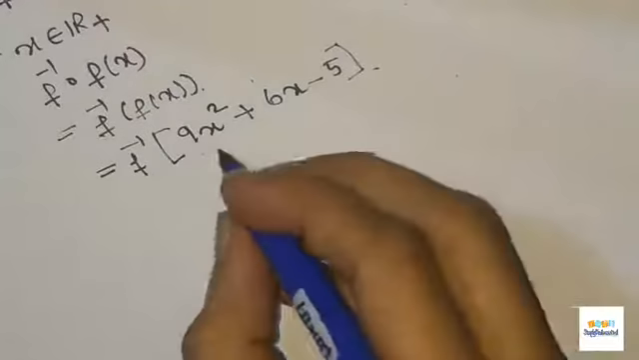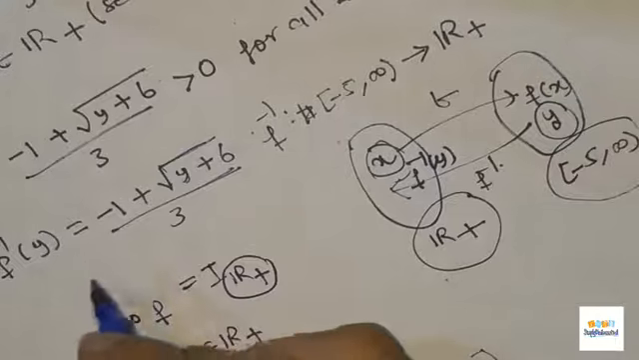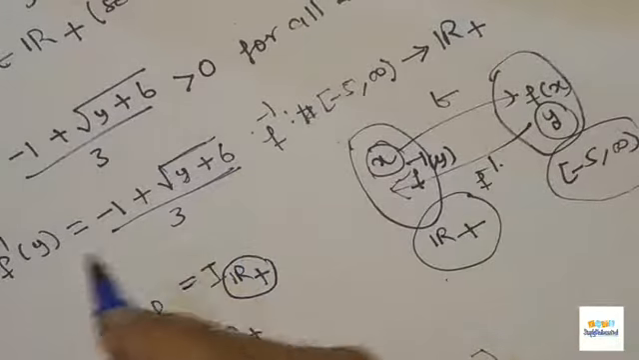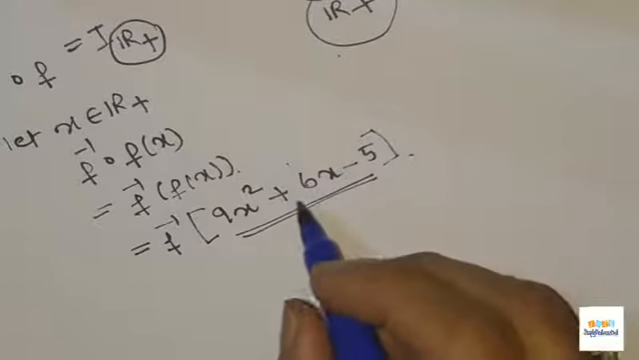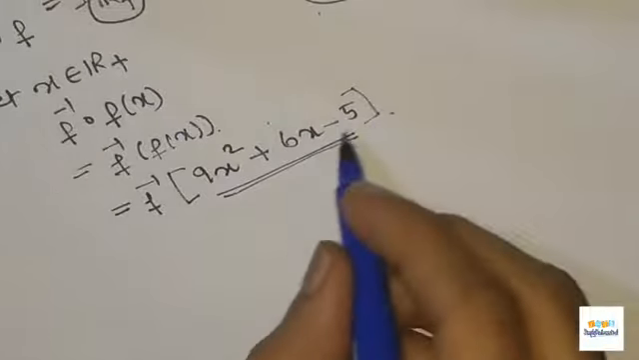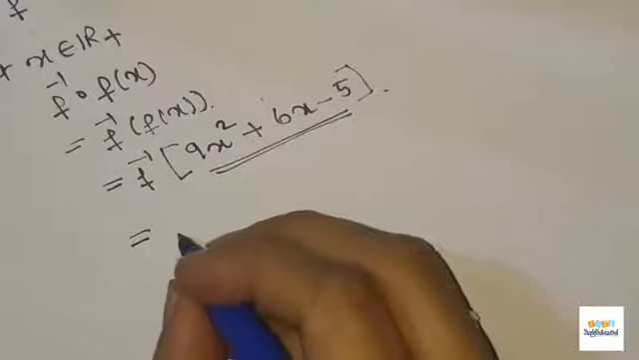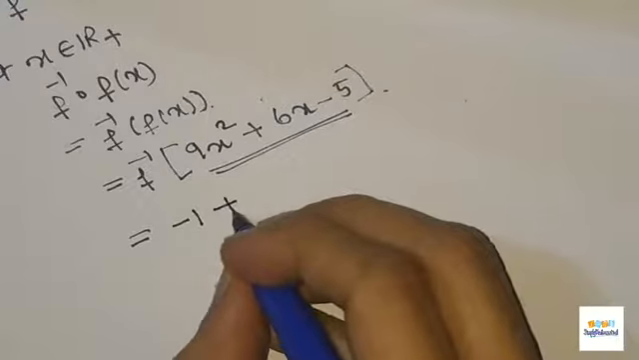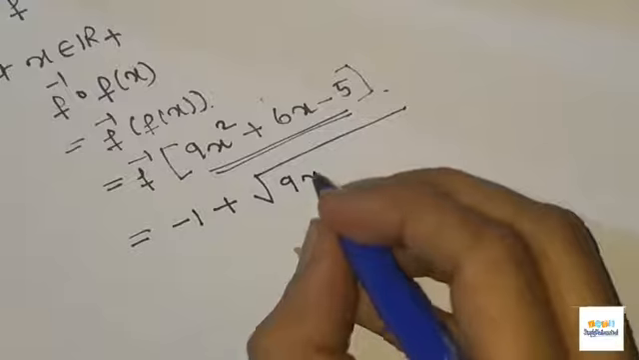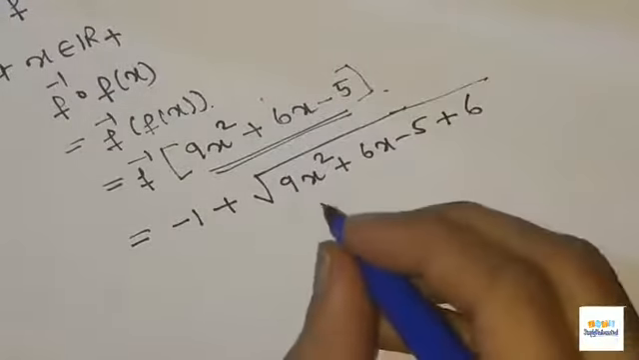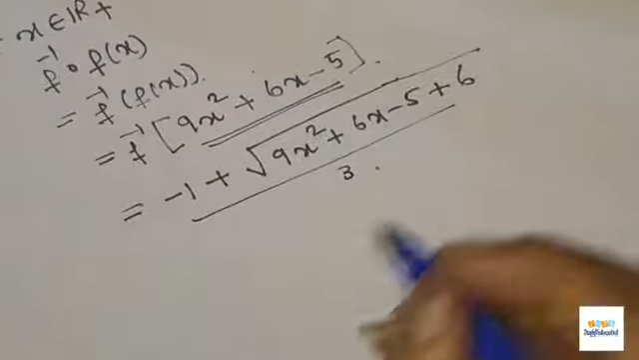Now f inverse of this we have to take, right? Now f inverse y is what? F inverse y is minus 1 plus or minus root of y plus 6 divided by 3. So in place of y here we have to take what? We have to take 9x square plus 6x minus 5, because this is our y now. So what will be the value? You will get minus 1 plus root of 9x square plus 6x minus 5 plus 6, divided by 3.